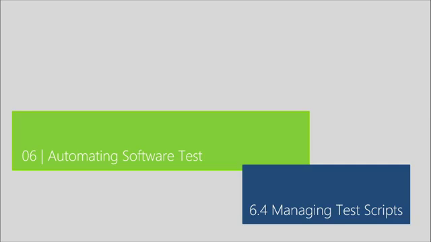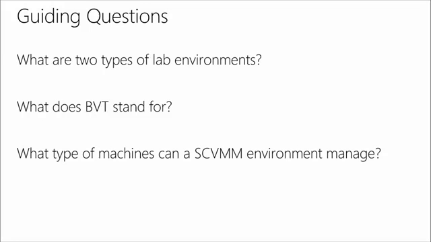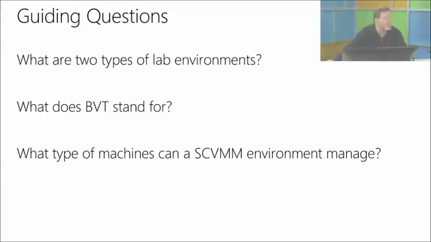So let's move on to 6.4, managing test scripts. In this module, we'll talk about smoke tests, build variation tests, and also lab management. So what are two types of lab environments? That's one of our first guiding questions. Next is, what does the BVT stand for? And then what type of machines can a System Center Virtual Machine Manager environment manage?